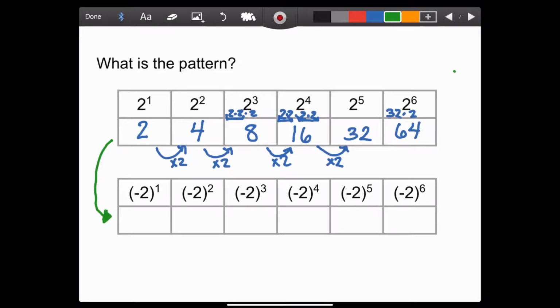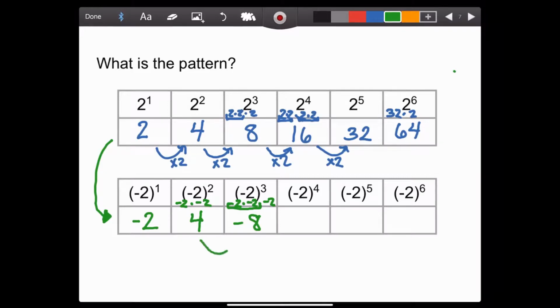So this is negative 2 to the first power. Well, that's just negative 2 times nothing, or you can say it's 1 if you really wanted to. So your answer is negative 2. This one is negative 2 times a negative 2. So a negative times a negative is a positive, so this is 4. Well, same thing here. This is a negative 2 times negative 2 times negative 2. This is positive 4, but I'm multiplying that by a negative 2, so it's going to be negative 8.